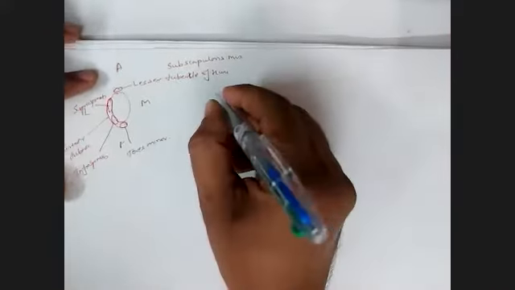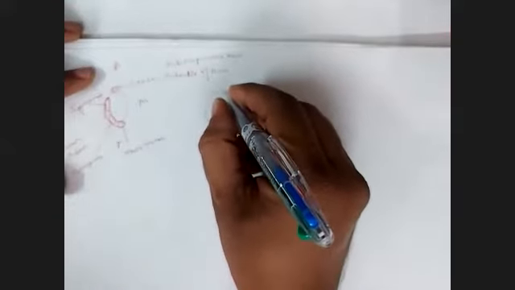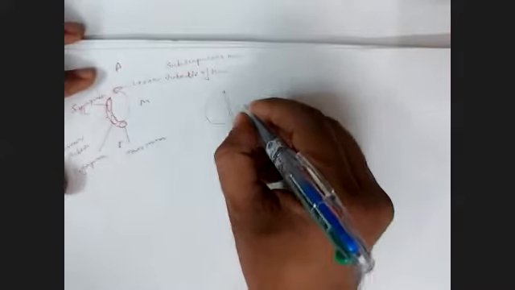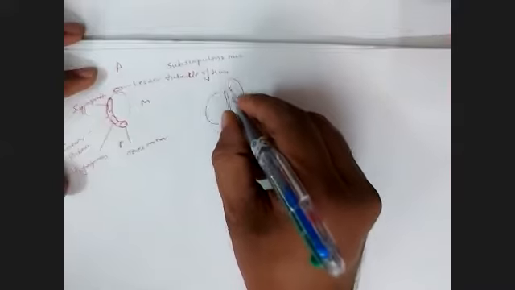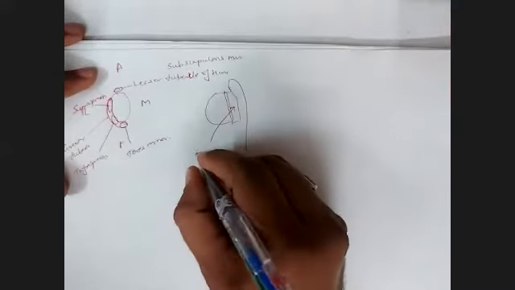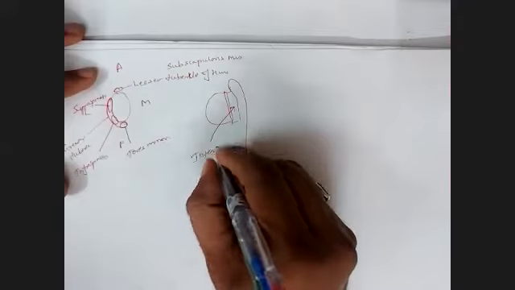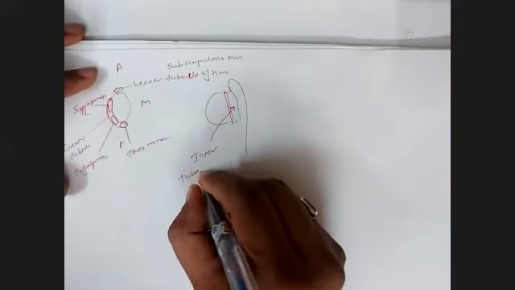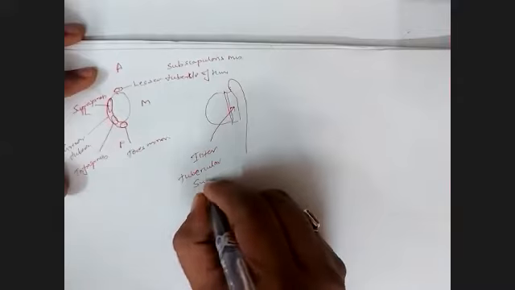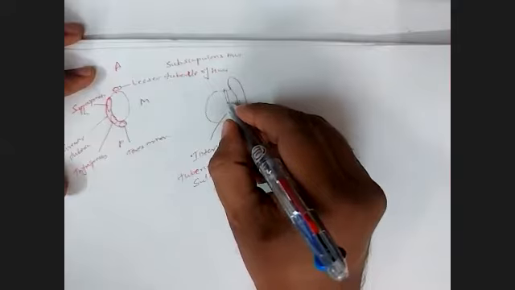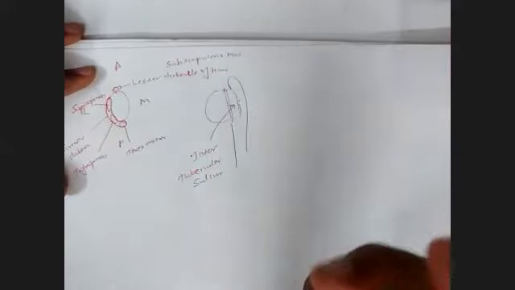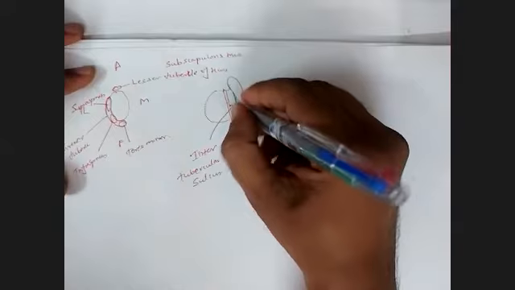So when we look at the humerus on the anterior aspect, this is the head, the lesser tubercle and greater tubercle. And between the lesser and greater tubercle there is a space called the intertubercular sulcus, where three muscles are inserted.